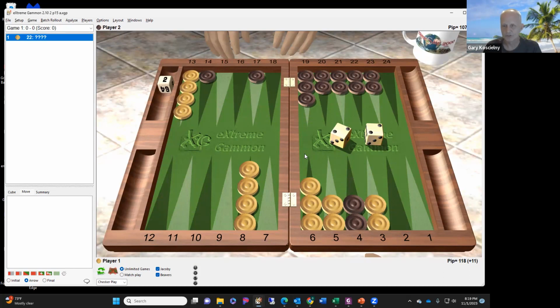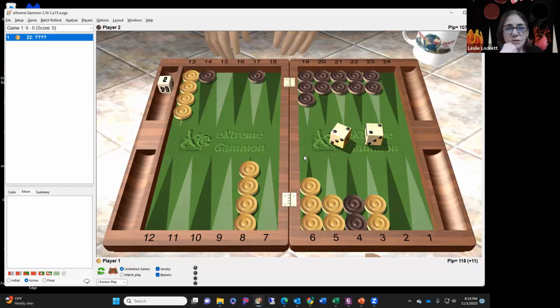Okay, same double twos, same formation for white. Black, however, is much different. So what's this? What's the strategy here? He's ahead in the race. I guess you might want to block him a little bit more, maybe make the 9-point. Yeah, that's the key thing.